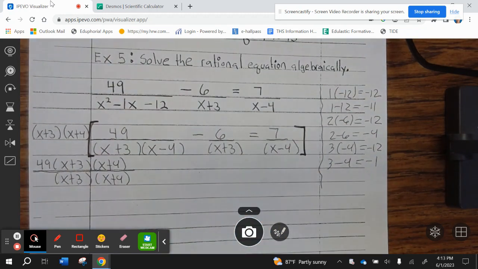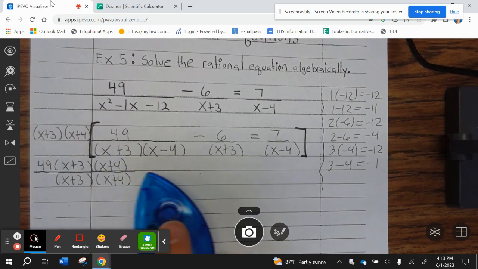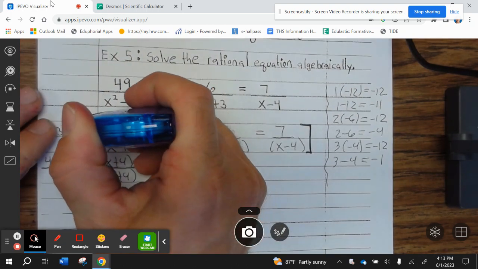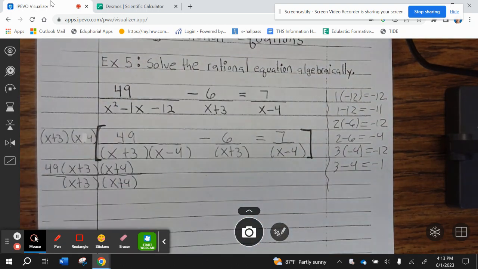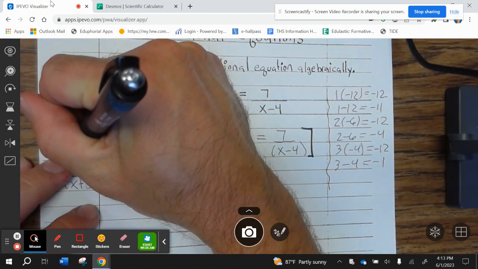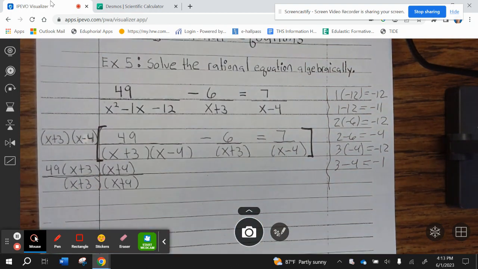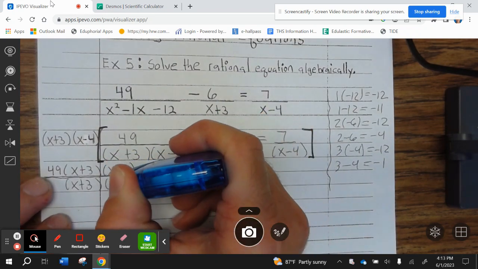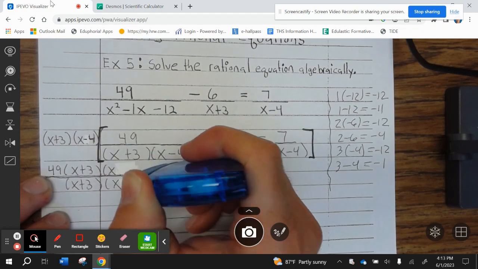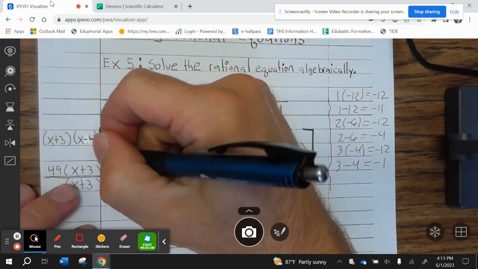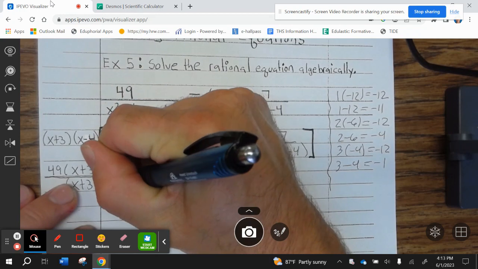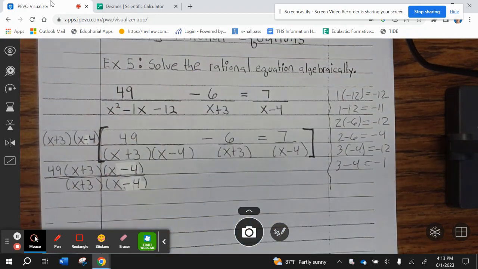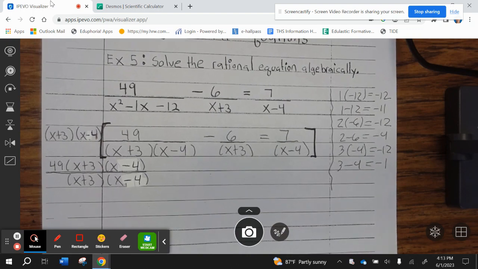Oh, almost made a mistake. We're not multiplying by (x plus 3) and (x plus 4), it's (x minus 4). So again, it's so easy to make small mistakes like that, but you want to catch them as soon as you can because it affects the entire problem. Okay. Mistake fixed. Let's move on.